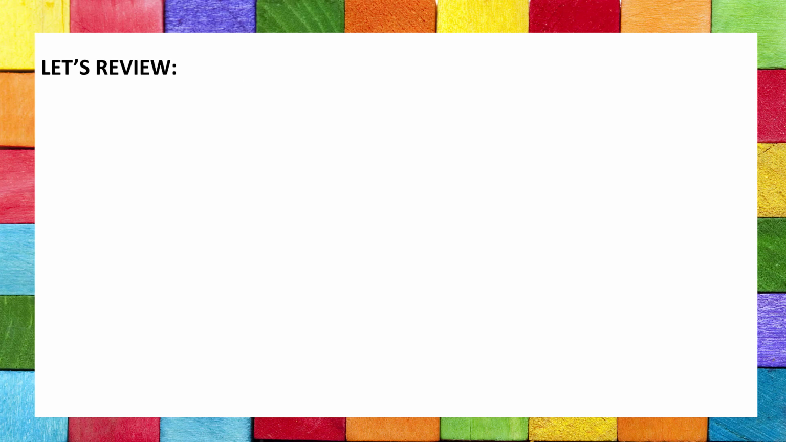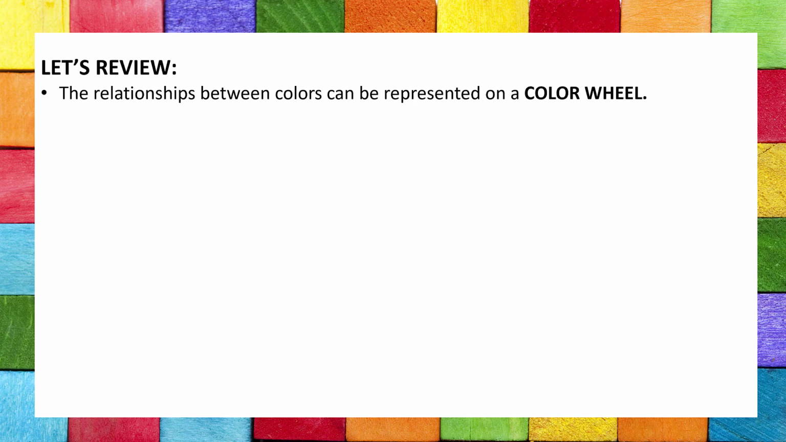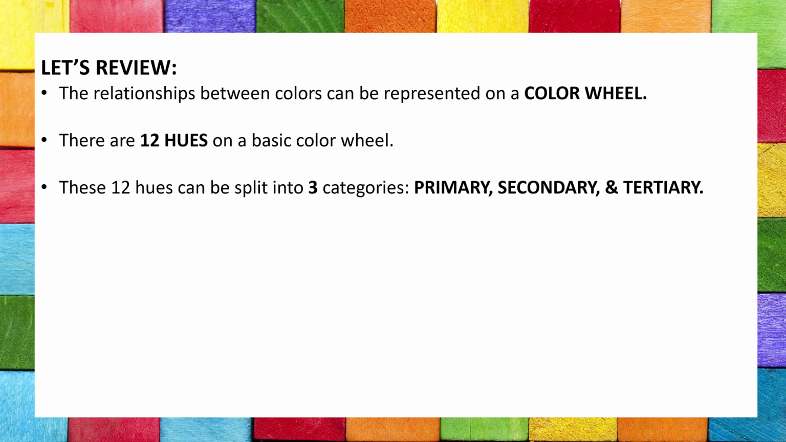Okay, so we're done with lesson 1 already. Let's review what we talked about. First of all, the relationships between colors can be represented on a color wheel. And we looked at 2 different color wheels that you can purchase for yourself to help you as you move forward in learning about color. There's 12 hues on the basic color wheel, those main colors. These 12 hues can be split into 3 categories: primary, secondary, and tertiary.